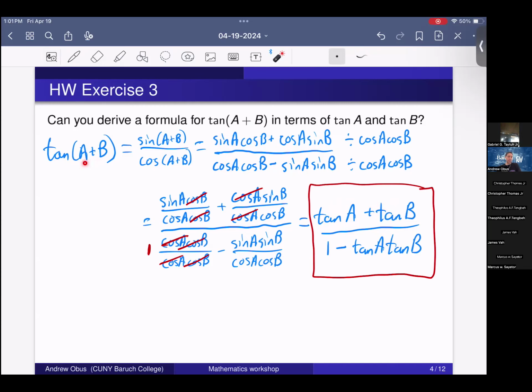So what's tangent of a plus b? Well, it's almost the first thing you would guess if you didn't know anything. It's almost tangent a plus tangent b, but not quite. You have to divide by this extra piece. You have to divide by 1 minus tangent a tangent b. So this is what you get.